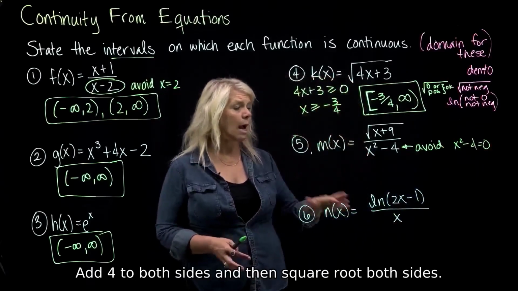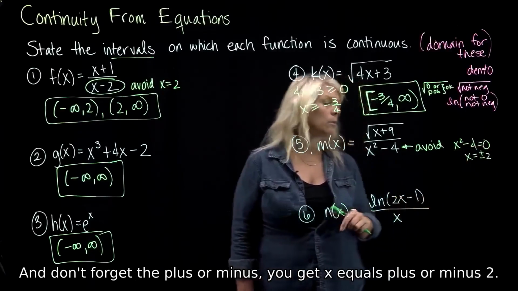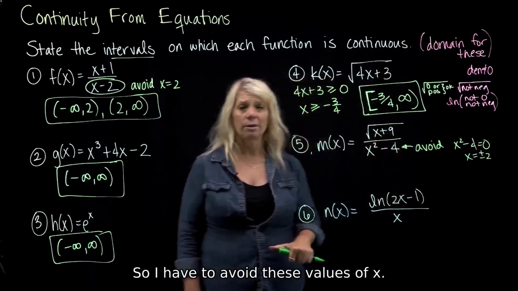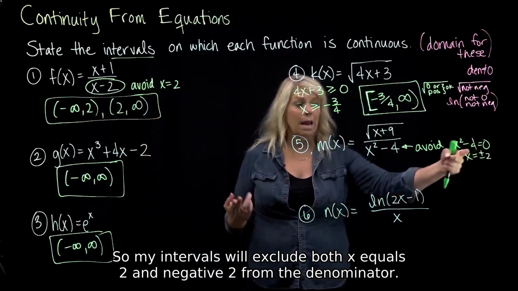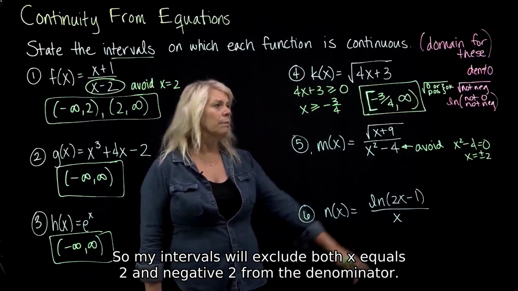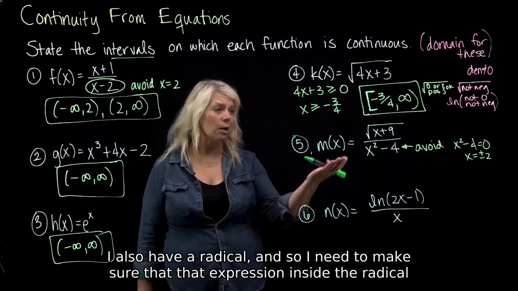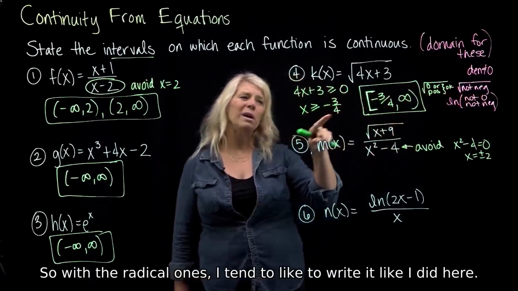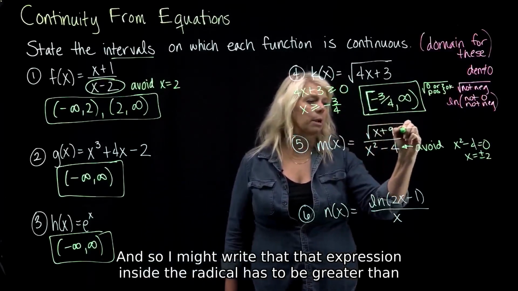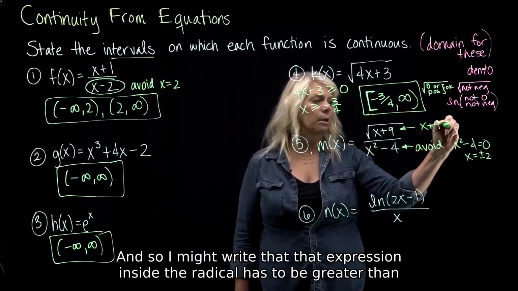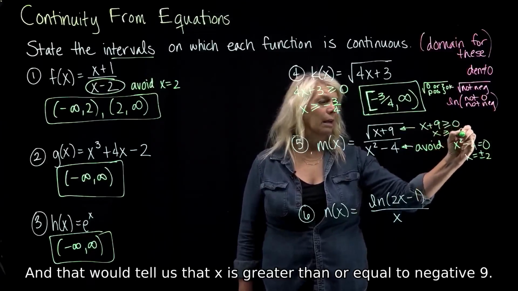You could add 4 to both sides and then square root both sides. And don't forget the plus or minus. You get x equals plus or minus 2. So I have to avoid these values of x. So my intervals will exclude both x equals 2 and negative 2 from the denominator. I also have a radical, and so I need to make sure that that expression inside the radical is not negative. So with the radical ones, I tend to like to write it like I did here. And so I might write that that expression inside the radical has to be greater than or equal to 0. And that would tell us that x is greater than or equal to negative 9.